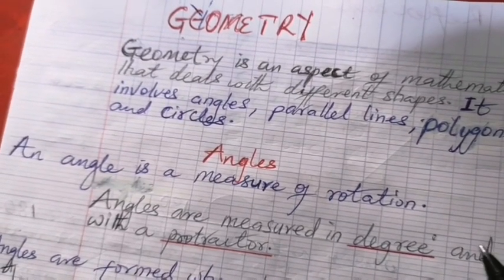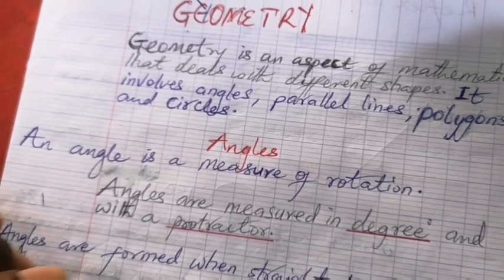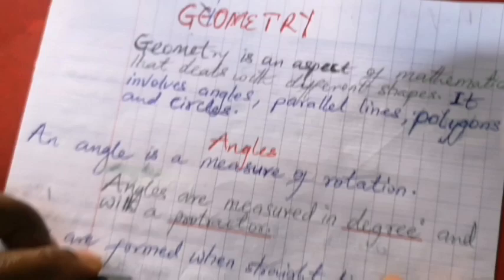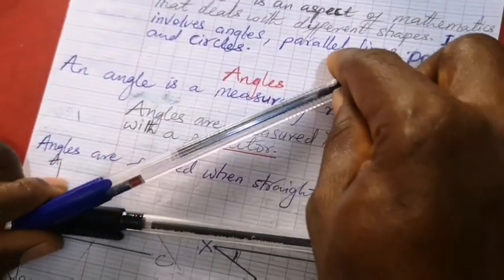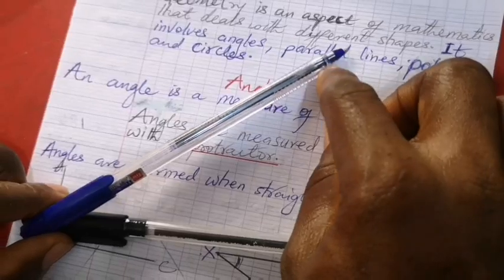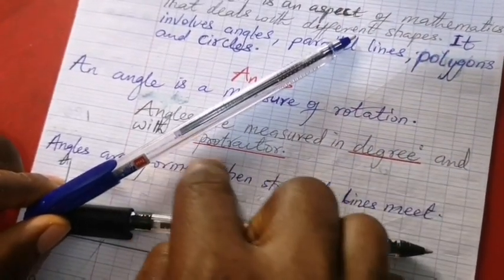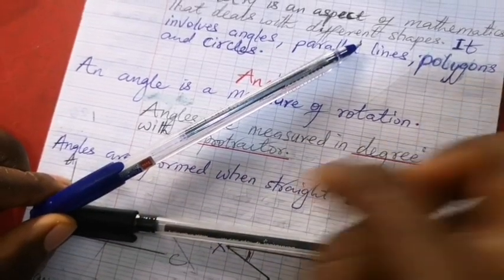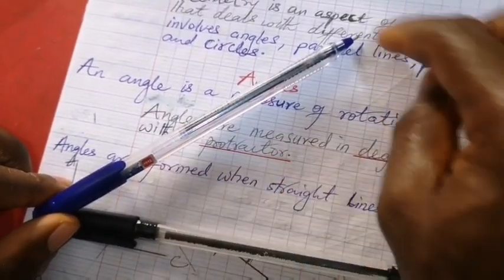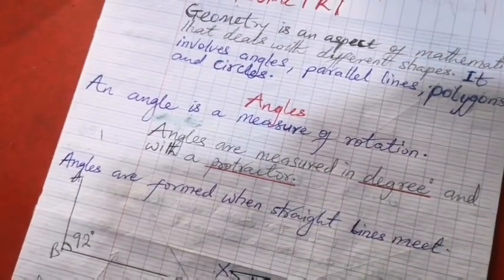An angle is a measure of rotation. If we have something like this, let me take this, and if I rotate the first biro, this is the blue pen, then the space here, the amount of rotation here, is what we call an angle, or the measure of this rotation is an angle. So angle is a measure of rotation.